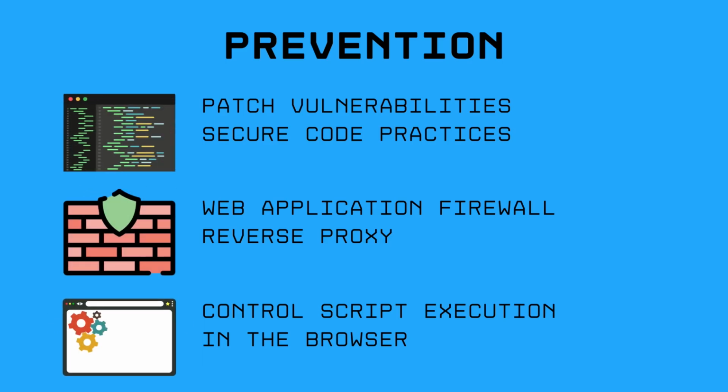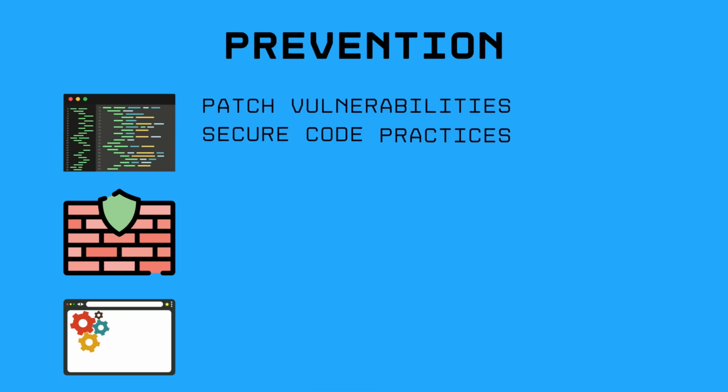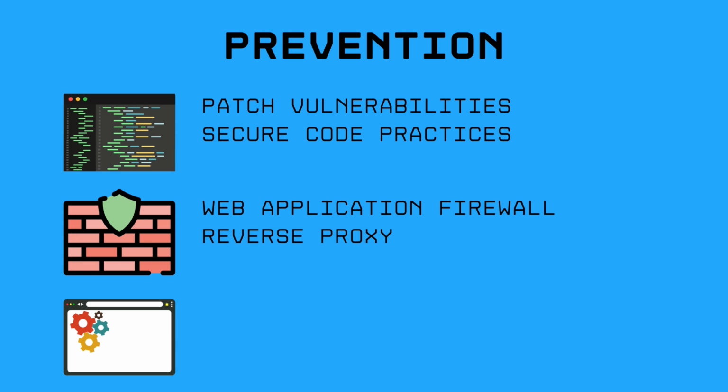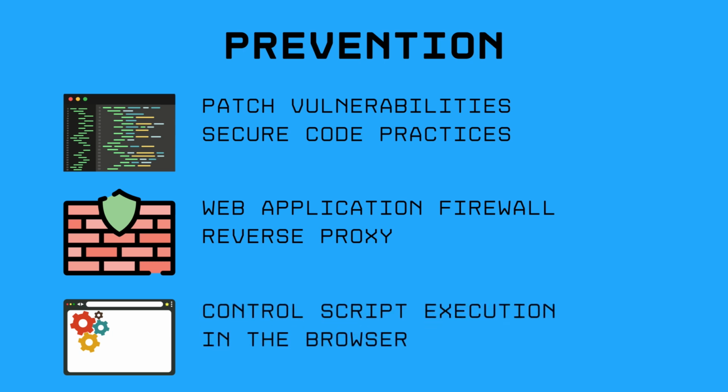Here are some suggestions for preventing the start of the chain. Consistently discover and patch vulnerabilities in the environment. Encourage secure coding practices where possible. A web application firewall can block the cross-site scripting execution in between the browser and the vulnerable web server. At the browser level, it would require tight control over script execution, such as JavaScript.